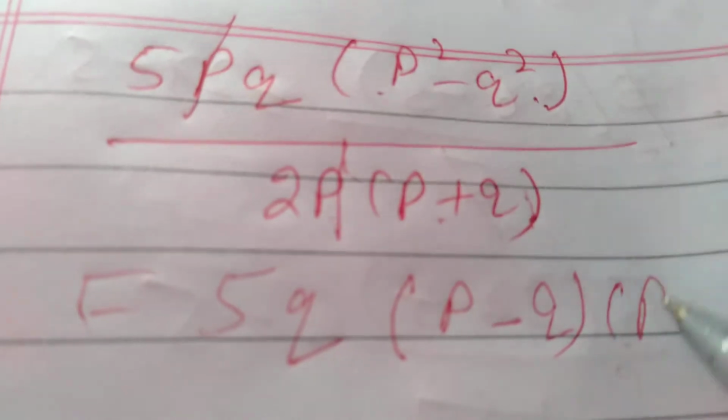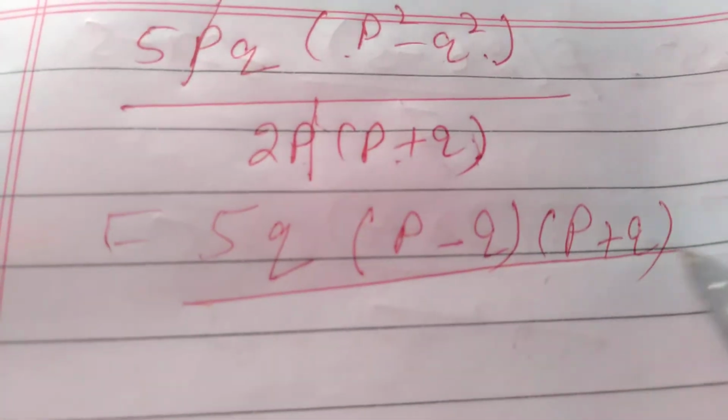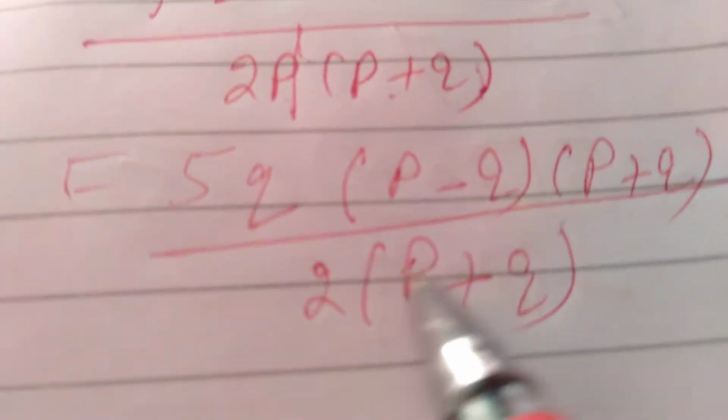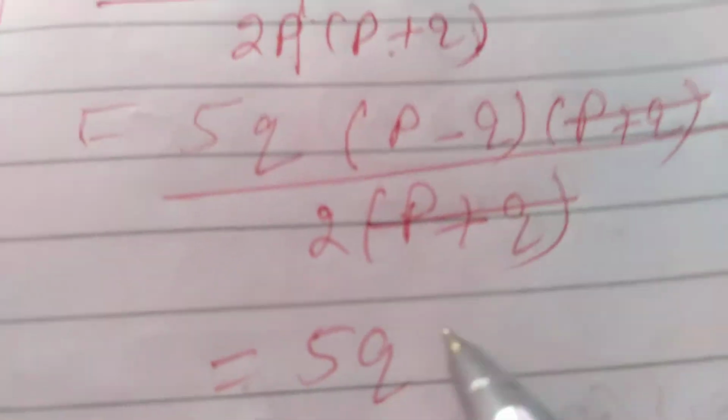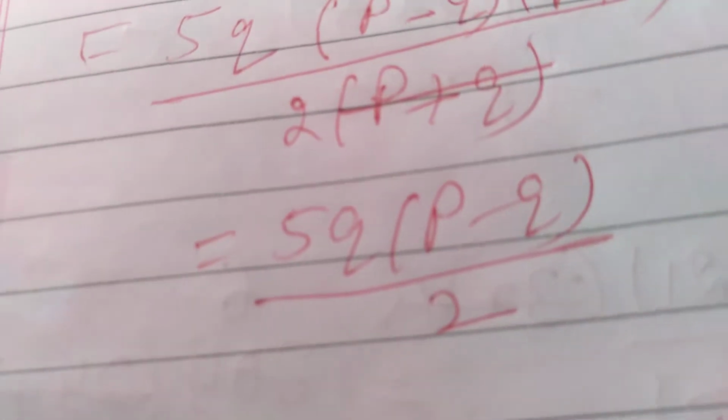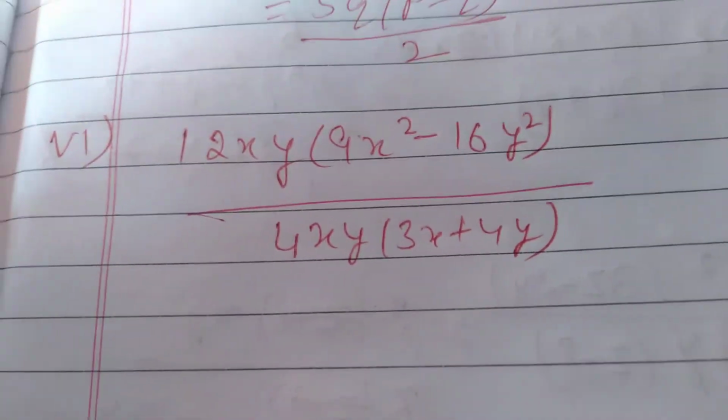So p minus q into p plus q, and we have to divide it by 2 into p plus q. So p plus q cut by p plus q, you will get 5q into p minus q by 2. So this is the solution. Now let us come to the sixth part.